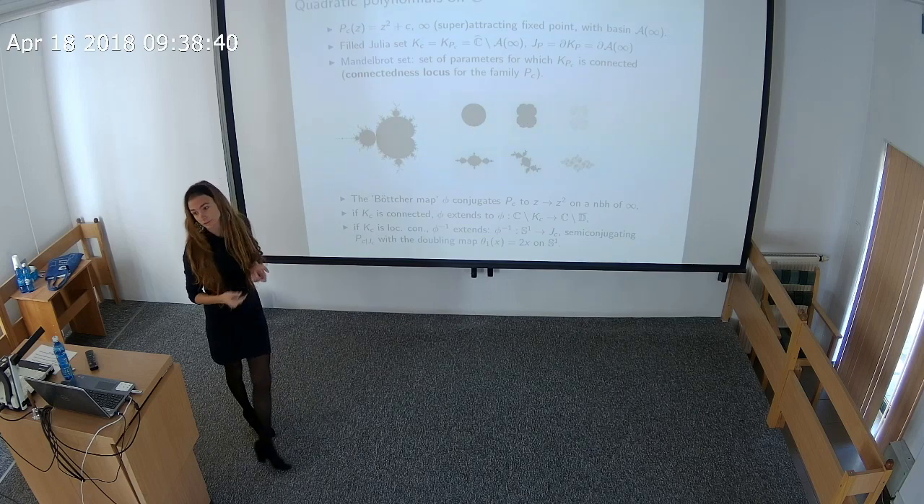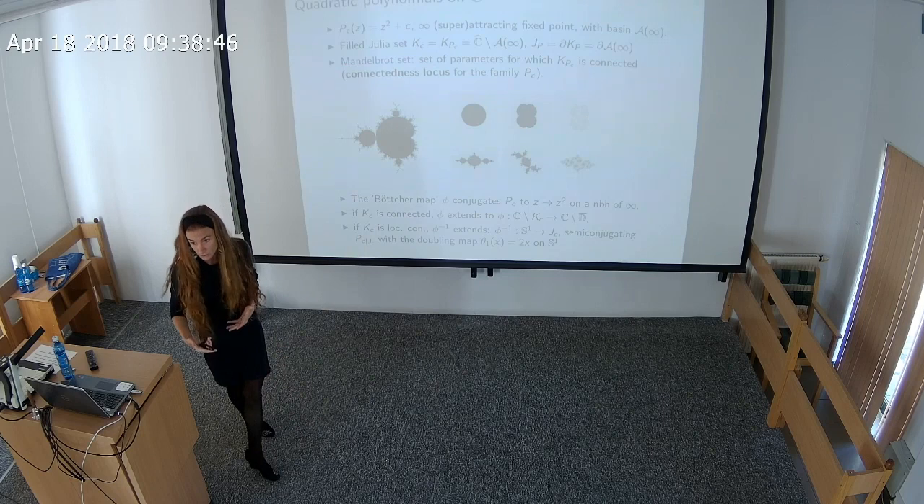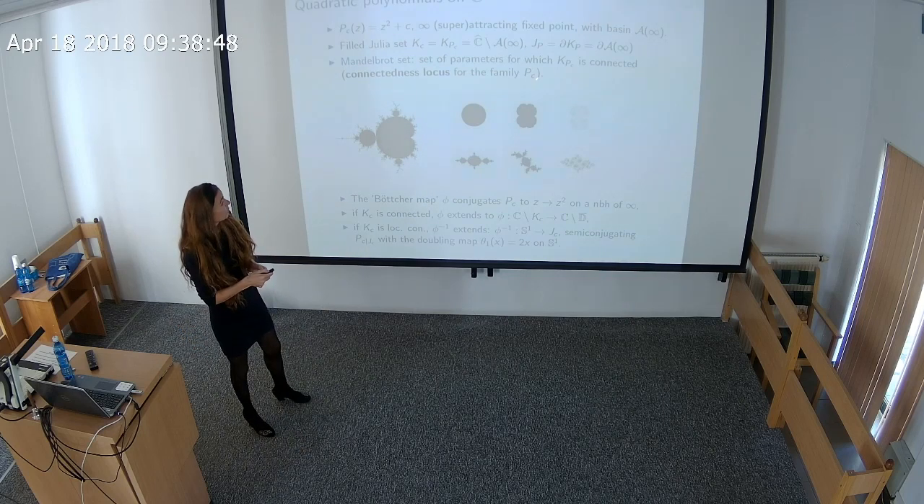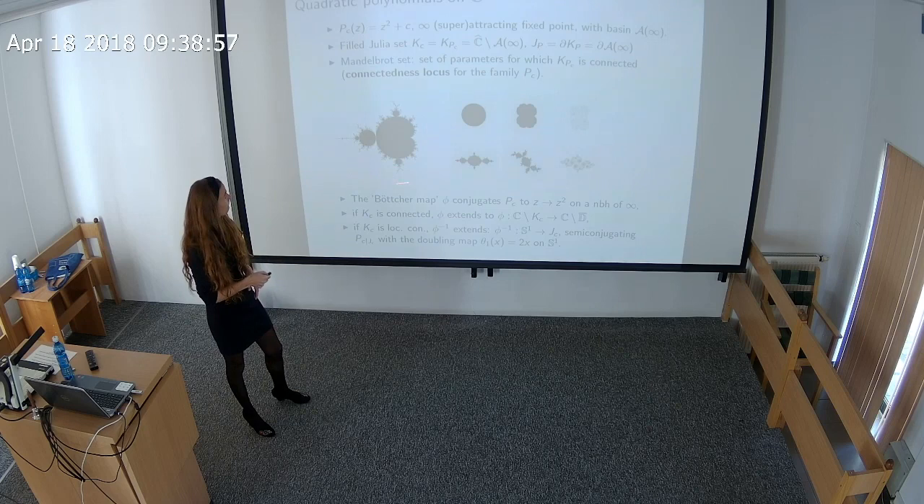So you can define the Mandelbrot set as the connectedness locus for this family. This is the set of parameters c for which P_c of zeta has a connected filled Julia set. So this is the Mandelbrot set. This guy lives here. This guy lives here, the tip. This guy lives slightly outside. He lives here. He lives here. And he lives more or less here.